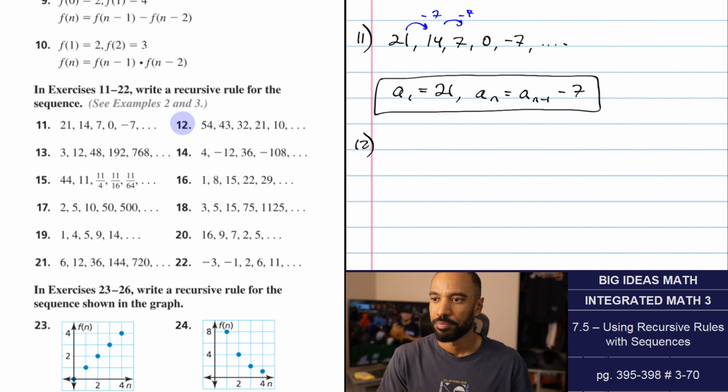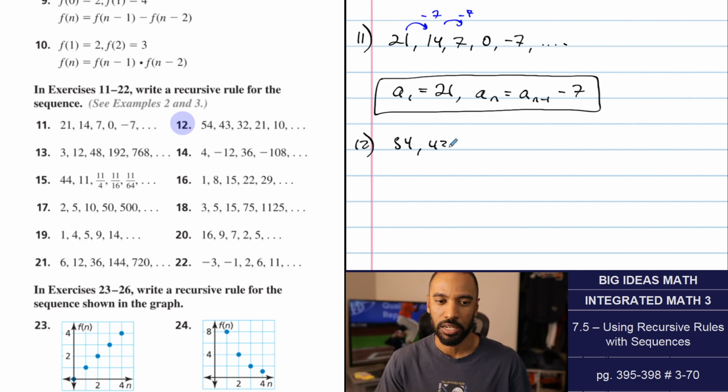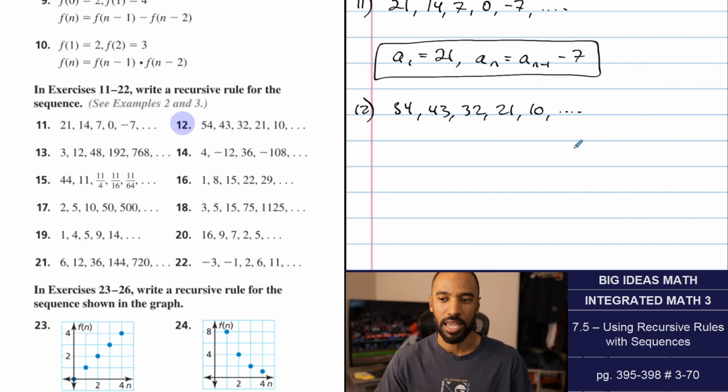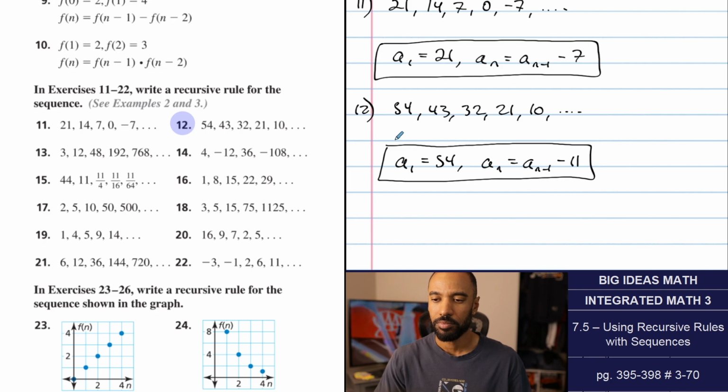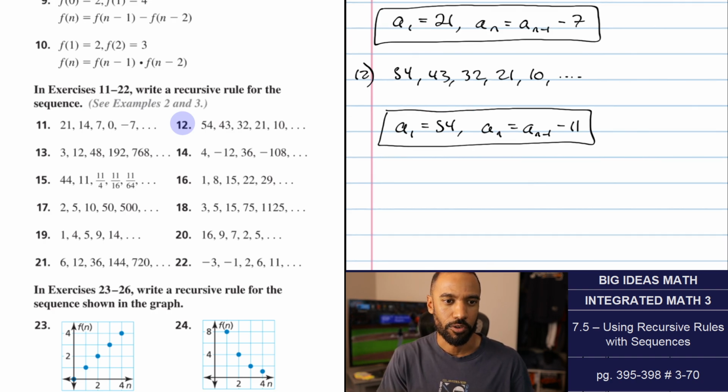Number 12, and I'm going to say most of these parts out loud that I am recognizing unless there's something special I have to do. This one here is a common difference of -11. Once again, subtracting, and once again, arithmetic. The first term is 54, and you're subtracting 11 from the previous term to get the next term. So -11, like so. They can be pretty straightforward, and of course they can get difficult. We're going to see, I'm sure, both of those.